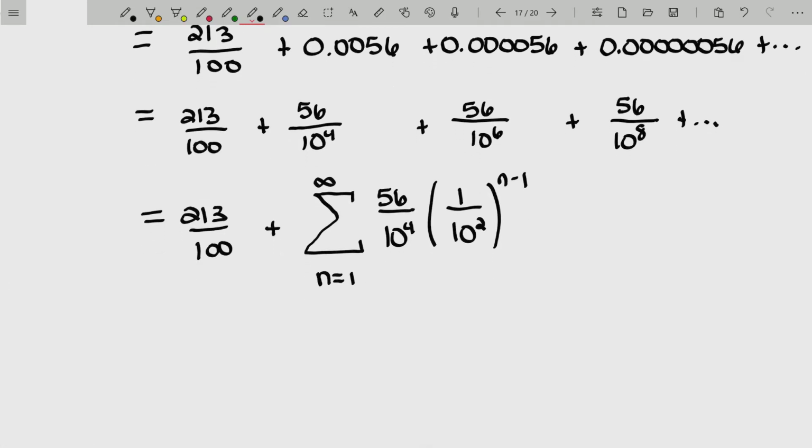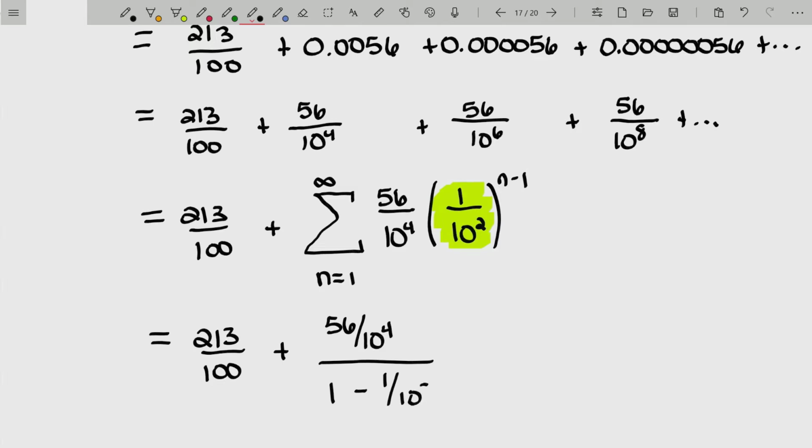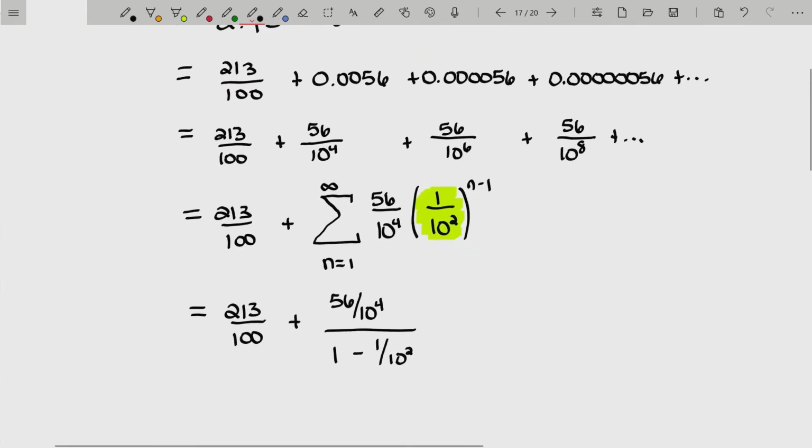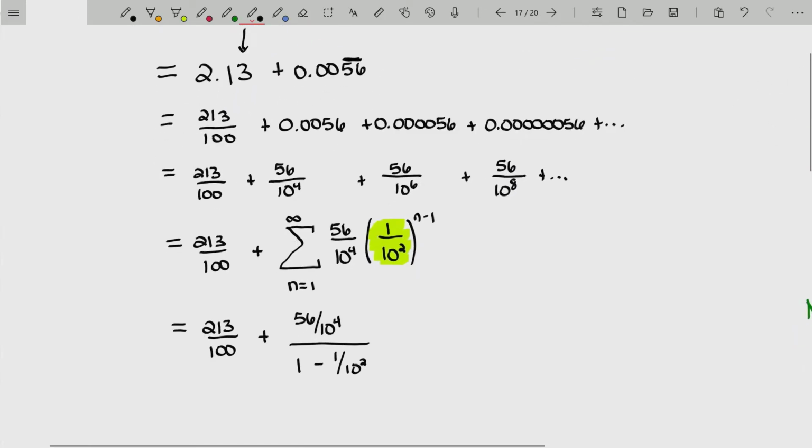Now, because I know the common ratio is less than 1 in magnitude, I can trade that out for the formula a over 1 minus r. So let me go ahead and do that. This plus the formula a, which is the initial value, over 1 minus the common ratio. Now notice it's really compressed all this down.